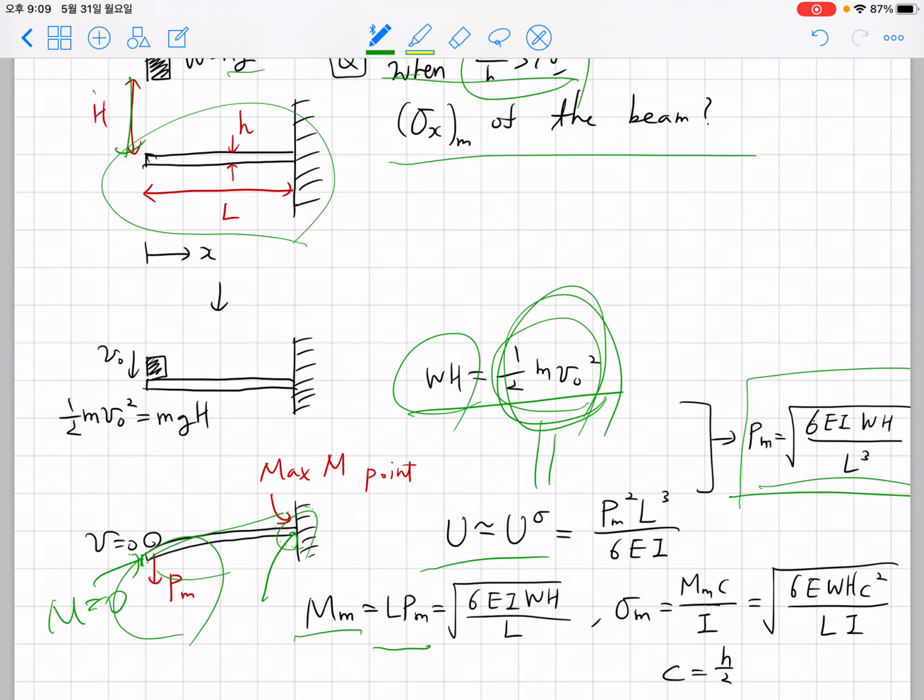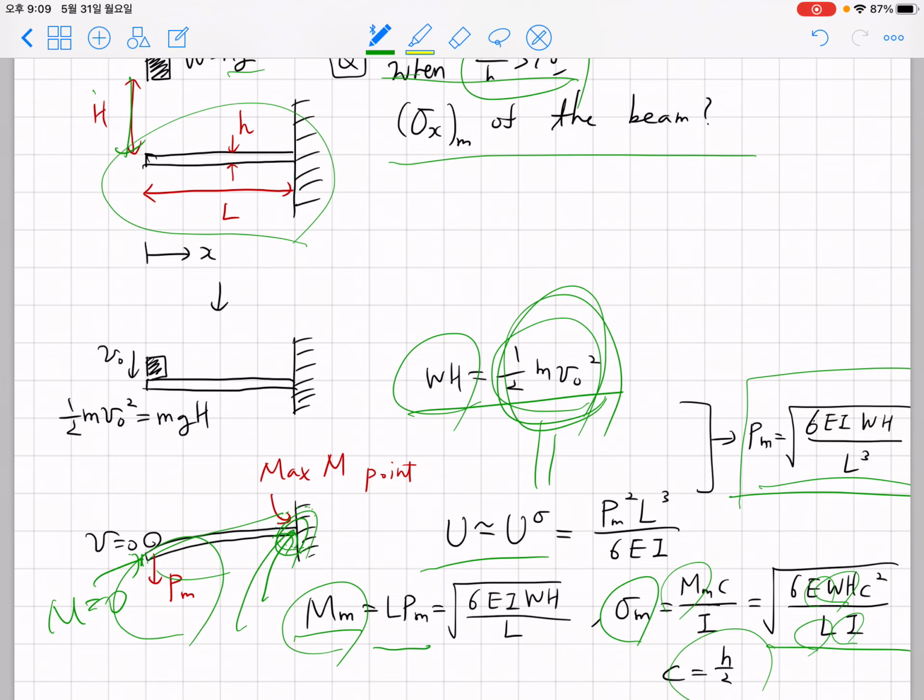I am not going to solve for m as a function of x because we have solved this problem so many times. Okay, so after identifying m at the right end, which is the maximum moment point, you can write down the maximum normal stress out of this maximum moment, which is given in terms of the weight and height, c, I, L and E. Okay, so this is how you can obtain the maximum normal stress for this problem.